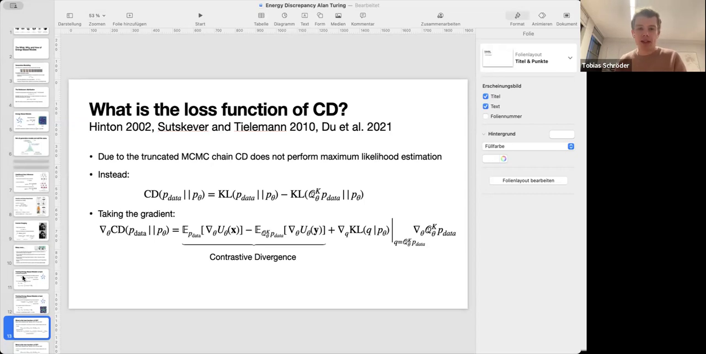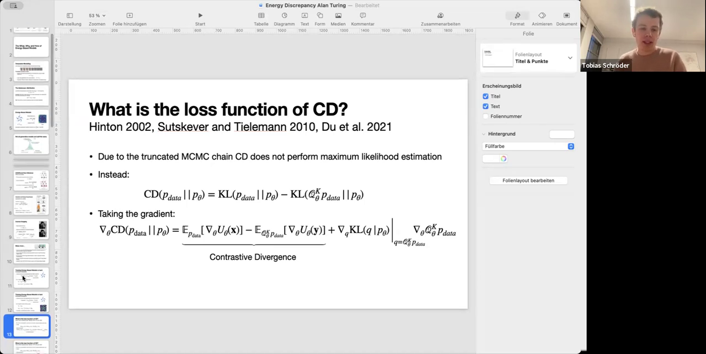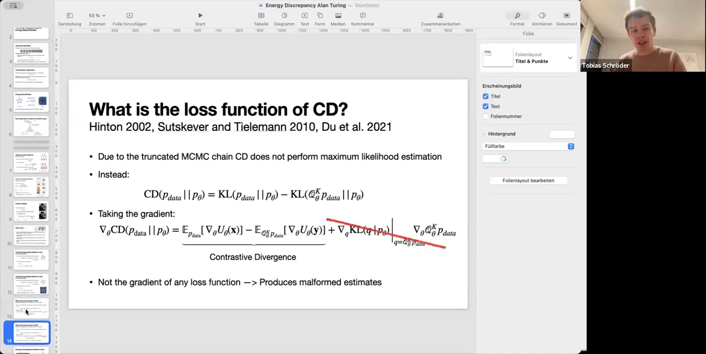Later it was argued by Sutskever and Tieleman that actually that's a problem. It leads to biased estimates. And finally, there were some attempts by Yilun Du and co-authors to treat that term by estimating that entropy. But in the end, it still holds that basically the typical contrastive divergence update that is used in practice is not the gradient of any loss function, which means that we don't have theoretical guarantees for its convergence. And in practice, the states that we observe when the algorithm converges are not accurate.